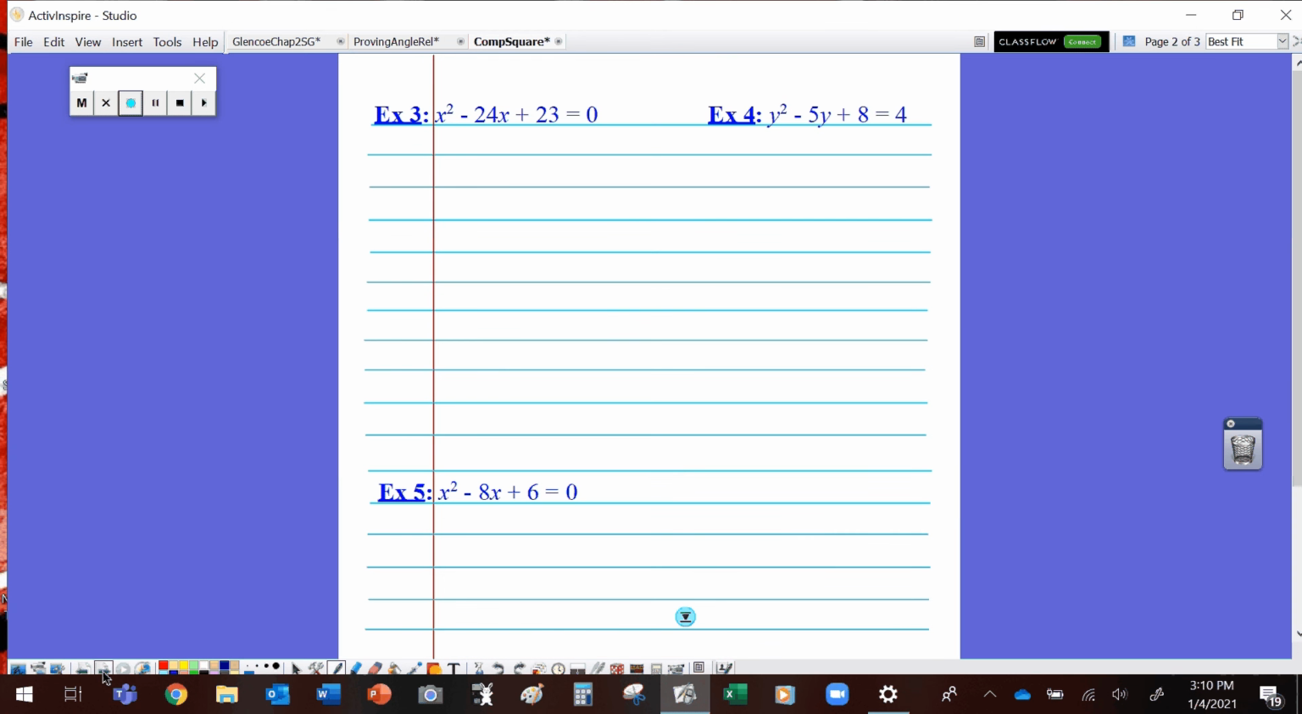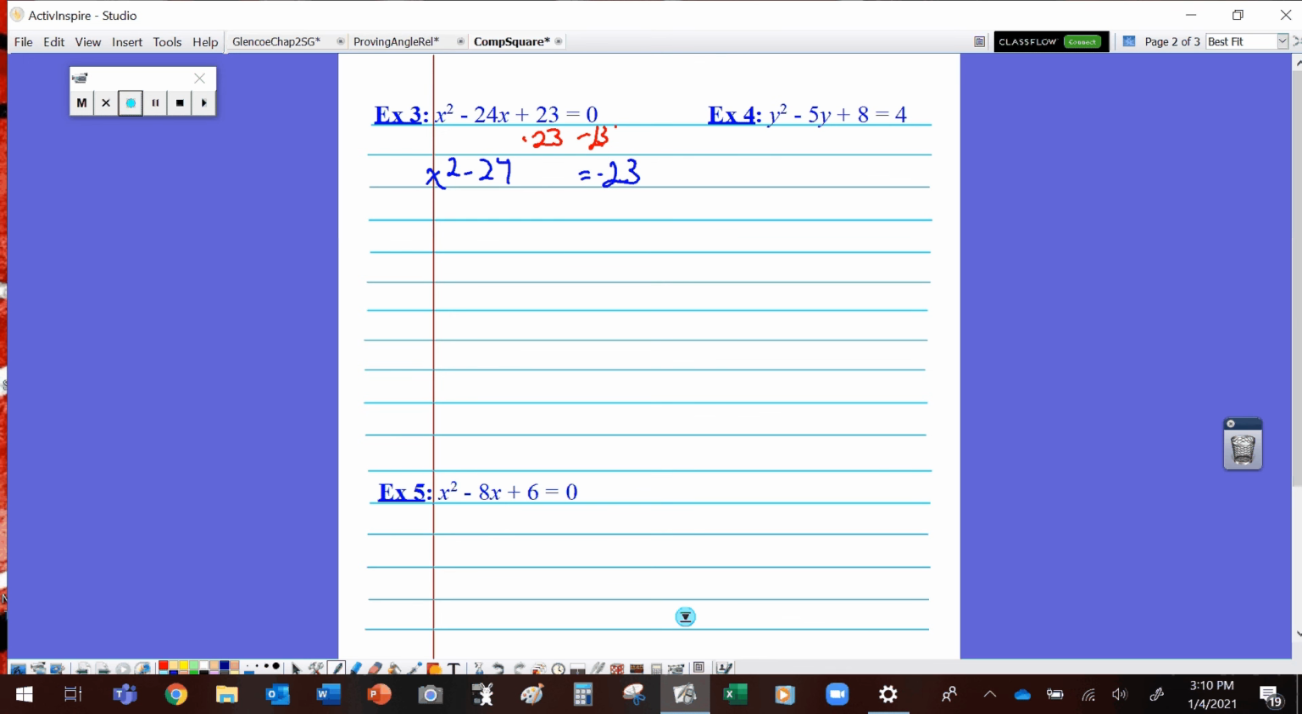Okay, I have x squared minus 24x plus 23 equals 0. So the first thing that I want to do is get all of our constants onto one side. So I'll subtract that 23 from both sides. Okay, and that will give me x squared minus 24x, I'll leave a little bit of space, equals negative 23.